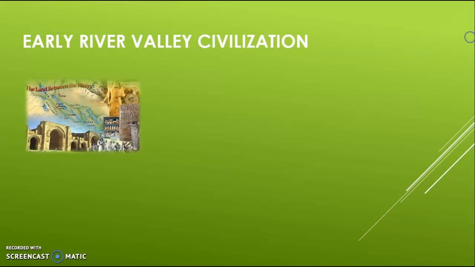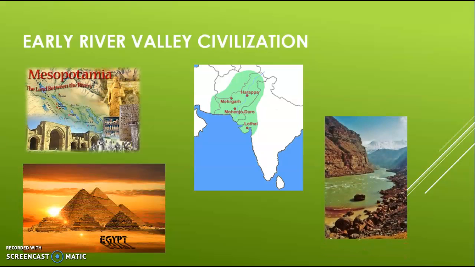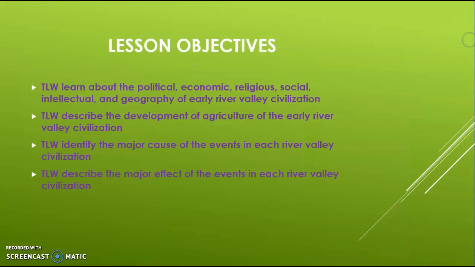We are going to learn about the 4 types of river valley civilizations, which are Mesopotamia, Indus Valley, Egypt, and Honghe. For each civilization you will learn about the political, economic, religious, social, intellectual, and geography. We will also identify and describe the development of agriculture, major cause and effect of the events in each river valley civilization.